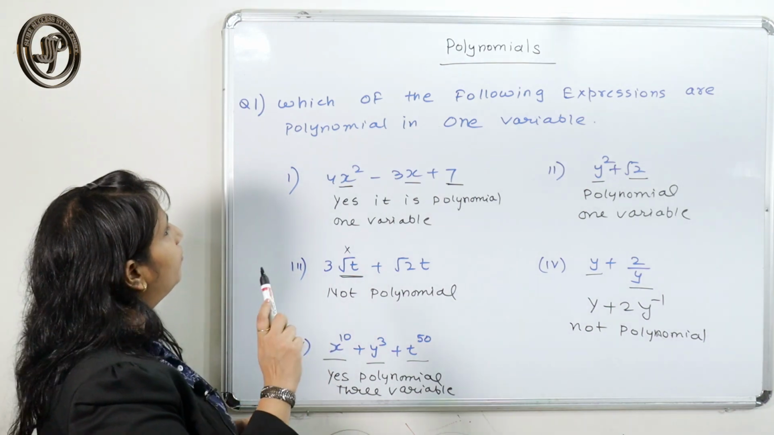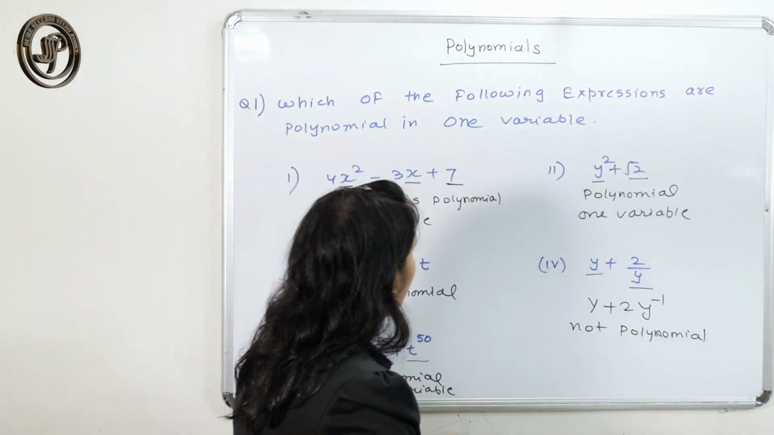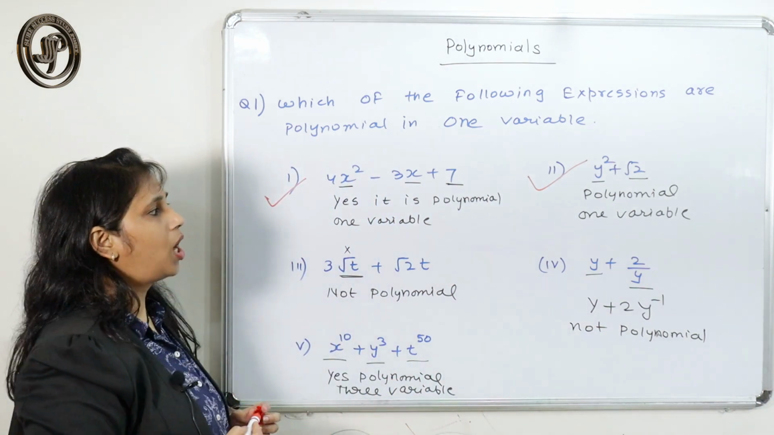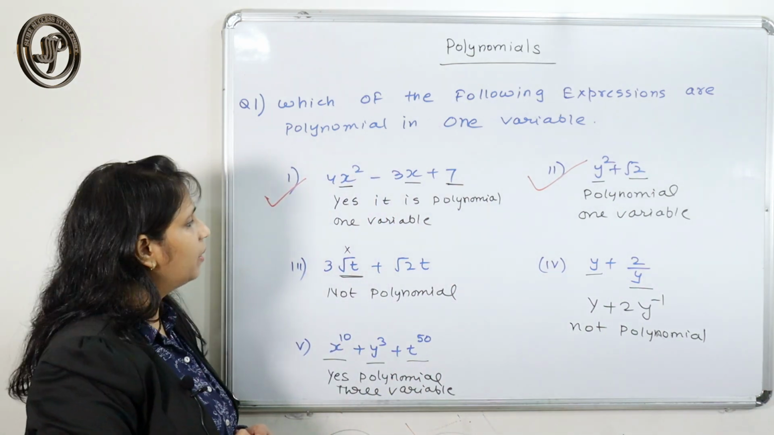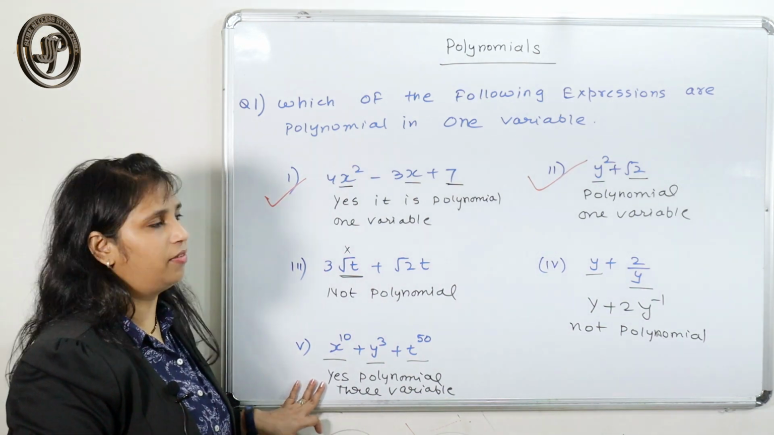So we need to find which of the polynomials are in one variable. So my answer will be only 1 and 2. These two are the polynomials in one variable, the rest are not. This is a polynomial but in three variables.